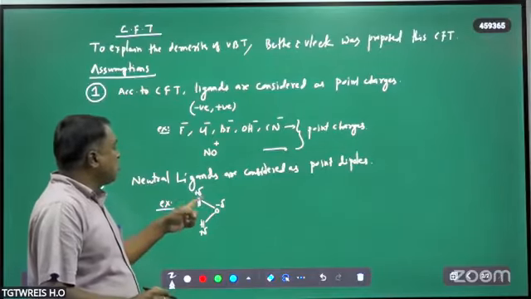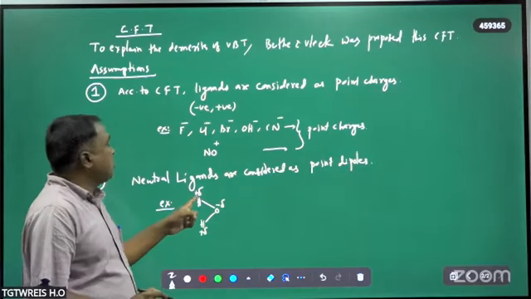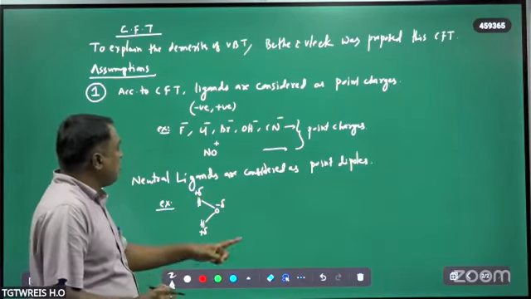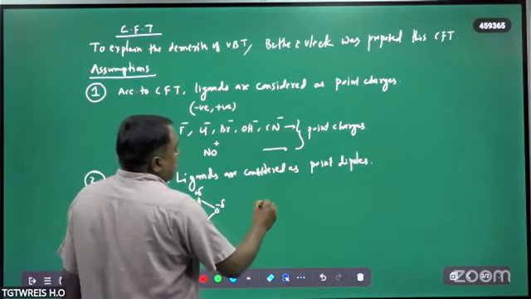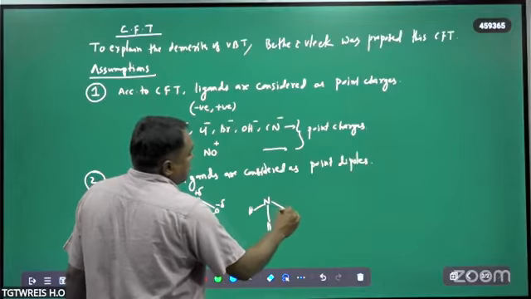Two charges, two poles. One is the positive pole and another is the negative pole. Therefore, this neutral ligand is considered as one dipole. And also ammonia, so ammonia is also a neutral ligand. So this is also considered as what now?